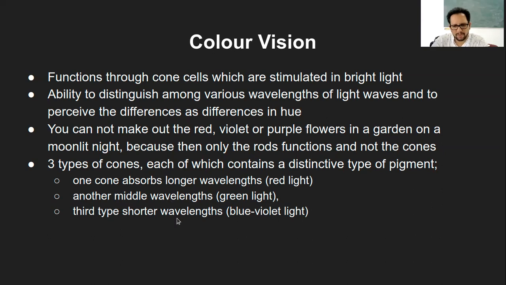So there are these three types of cones. One group of cells absorbs the longer wavelength, and that is red light. If you know the UV visible spectrum, the VIBGYOR sequence, red is the longer wavelength, and that's what red light will be absorbed or seen. Another absorbs the middle wavelength, the green part, and that's when you see green light. The third type absorbs the shorter wavelength, and that's when you see blue or violet kinds of colors.